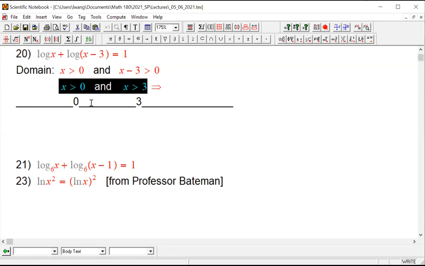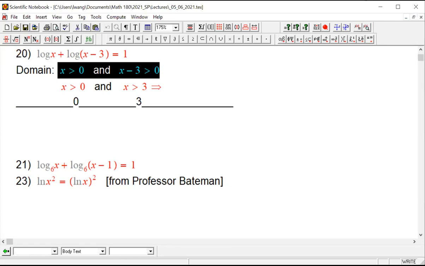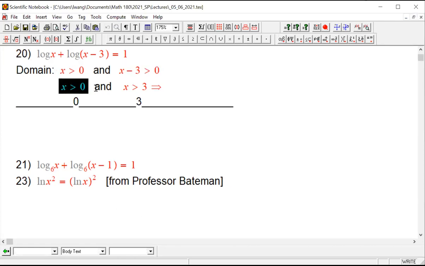Okay, so you will treat this guy as A. This is a statement. This is a statement. This is not an if statement. Okay, X is greater than 0. This is required. And X is greater than 3. So to make this true, we have to make X larger than 0 and X larger than 3.